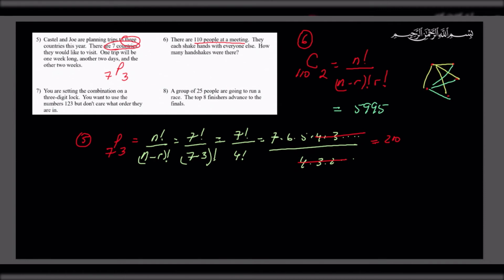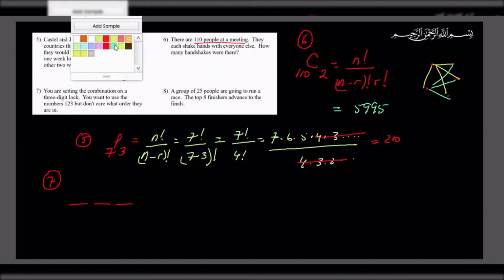It says you are setting the combination of a 3-digit lock. So you have a lock, and you're setting a 3-digit combination over there. You want to use the numbers 1, 2, 3, but you don't care what order they are in. Okay, so you don't really care what order they are in.